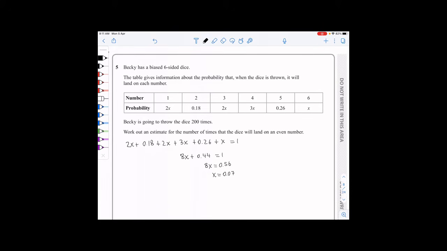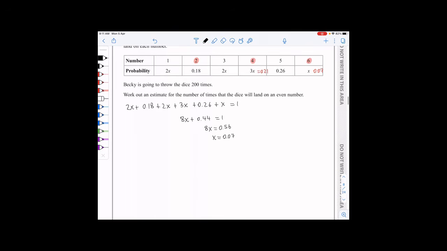I could quickly update the sum of the probabilities here, and I'm just saying sum of the probabilities because if we're looking for the probability of landing on an even number, then we certainly are looking for 2, 4, and 6. So we know that 3x will be just 0.21 and x is 0.07.